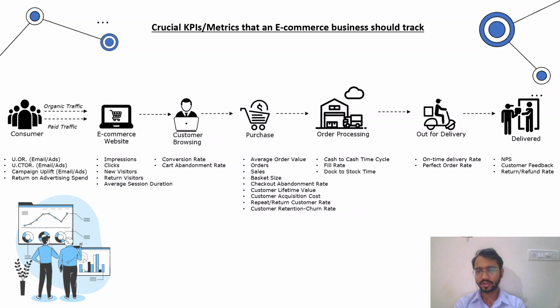We have perfect order rate. A perfect order is an order that is on time and in full, which means all the items are complete for that order, and the customer doesn't have any issues. So let's say out of 100 orders, 80 orders are perfect, which means they are satisfying all the criteria of being a perfect order. Then we'll have a perfect order rate of 80%.